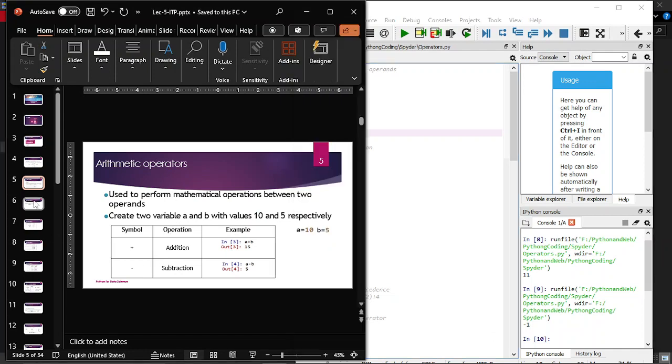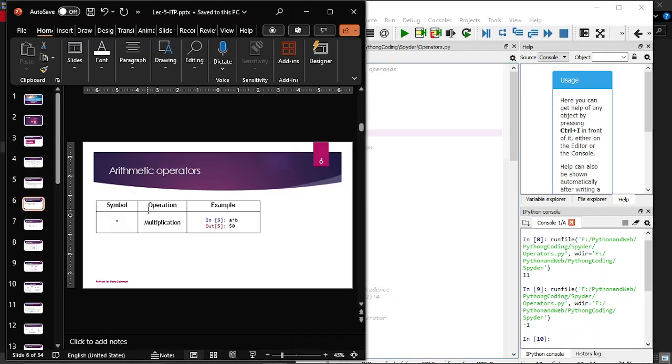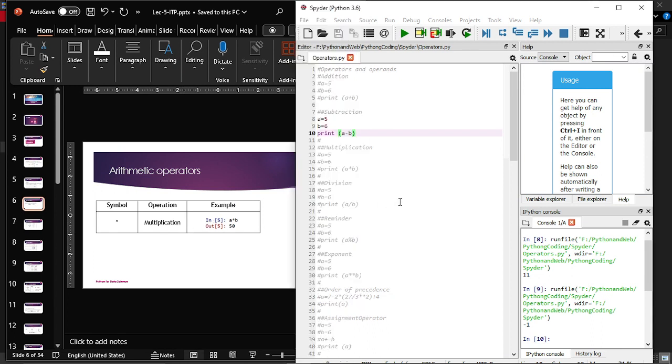Now we will see the next one in the arithmetic operators, which is multiplication. Multiplication is normally denoted by a star symbol. Again, I will uncomment this and comment this.